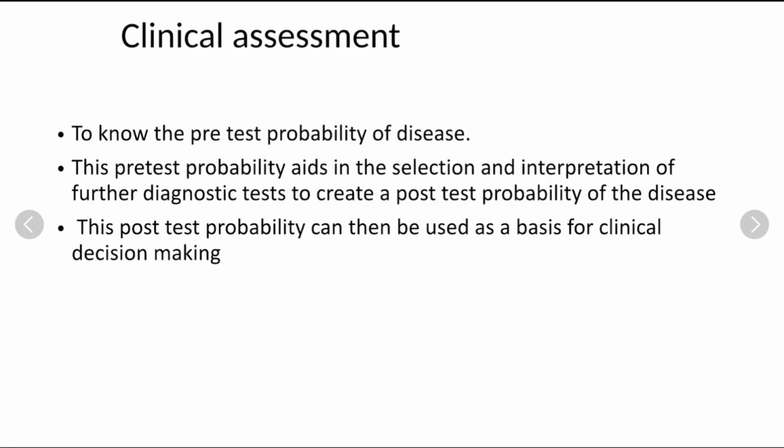Then comes how we will do clinical assessment. To know the pre-test probability of the disease, we used to do this. This pre-test probability aids in the selection and interpretation of further diagnostic tests to create a post-test probability of the disease. This post-test probability can then be used as a basis for clinical decision making.